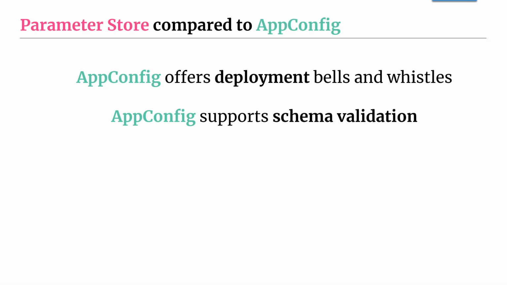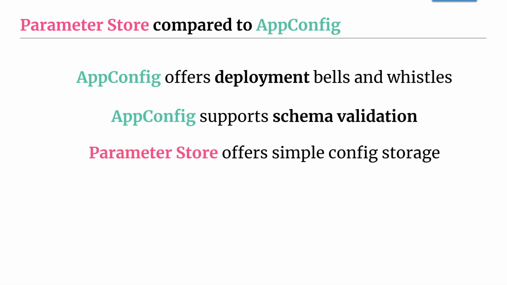So those are, in my opinion, the 2 main benefits of using AppConfig. In contrast, Parameter Store is just a simple configuration storage that allows you to store keys and values. That's all it is. There are no bells and whistles. It's just plain text, do what you want. So I hope this helped people who are trying to understand the difference between these two services.